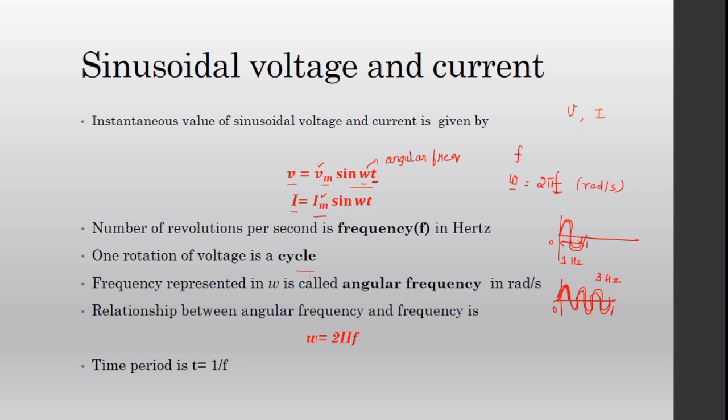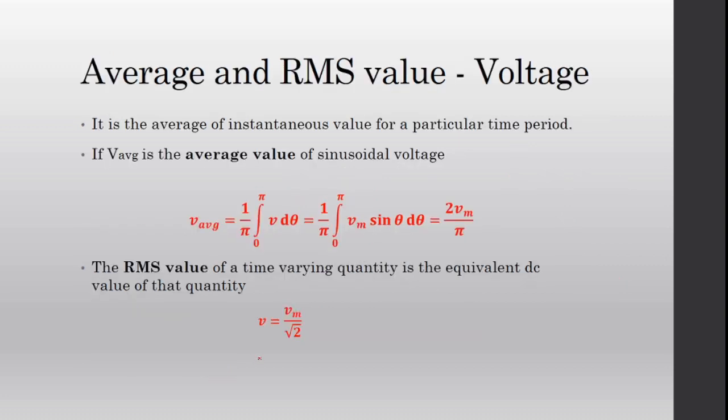So these are the new parameters that we get introduced to. We need to know what is frequency. It is the number of revolutions per second. We need to know what is a cycle. We need to know what is angular frequency, which is 2 pi f. And we know that time can be obtained by the inverse of frequency, which is 1 by f.